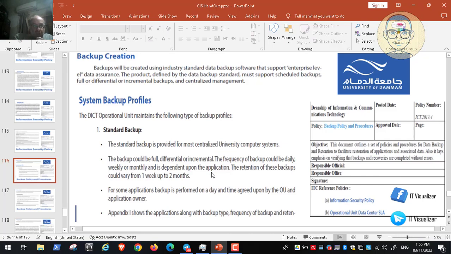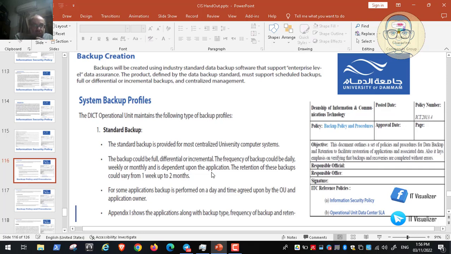It says here that backups will be created using industry standard data backup software that supports enterprise level data assurance. So we should choose software that is standard, or famous. It is a normal backup software, but it mainly works with large enterprise environments, because it will be a centralized backup. So you should choose software that you can use as a centralized backup system.